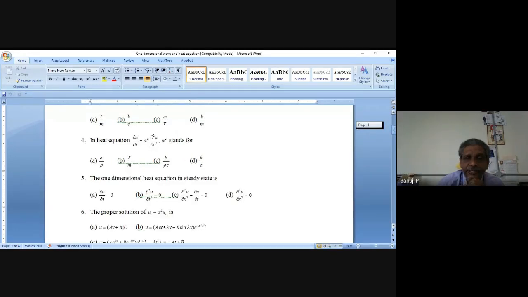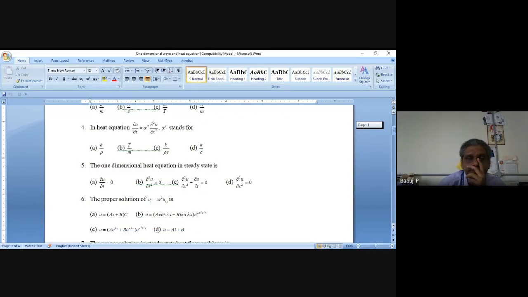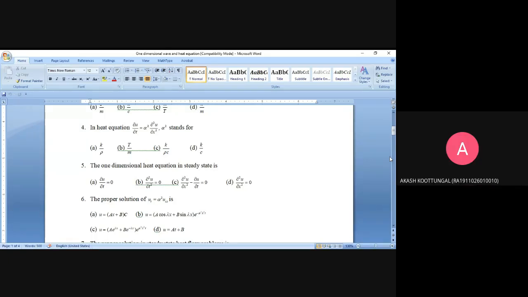Then one-dimensional heat equation in steady state is what? In steady state, which is the correct answer? Already you have done steady state with zero boundary conditions and steady state with non-zero boundary conditions. How do you solve the problem? B, sir.